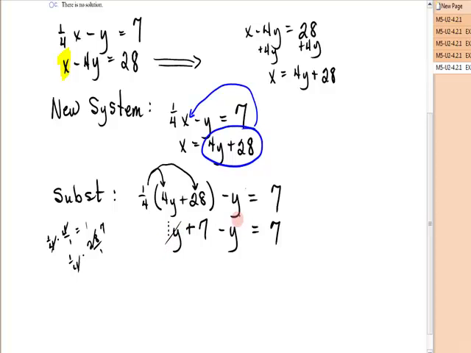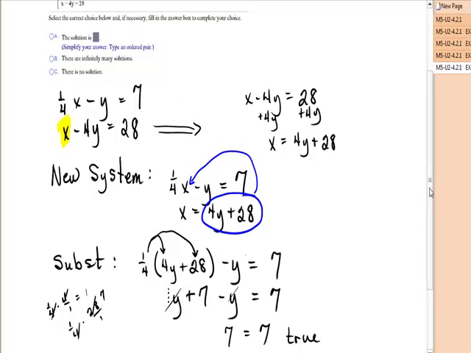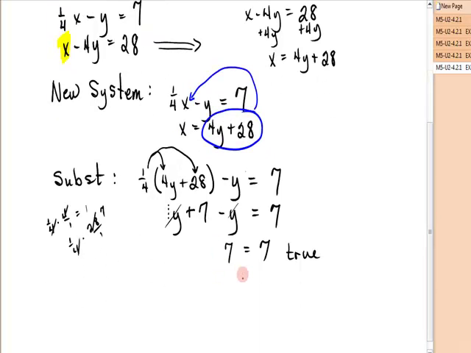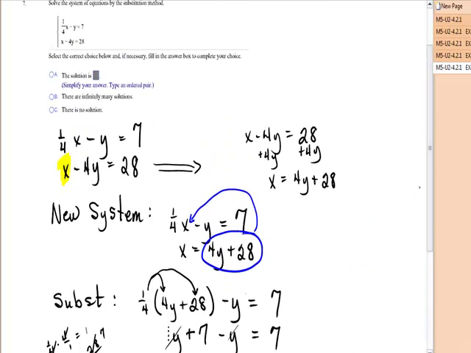Combining like terms, my y's cancel out. So I have 7 is equal to 7, which means I'm not going to find an ordered pair. This is a true statement. These two lines intersect anytime 7 is equal to 7. Well, 7's always equal to 7. That means that these are the same line, which means they intersect infinitely, so it's infinite solutions. And there are infinitely many solutions.